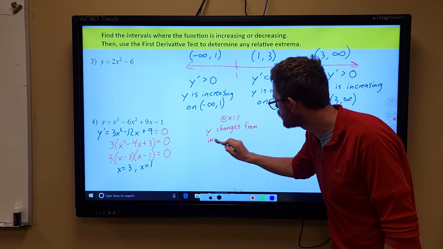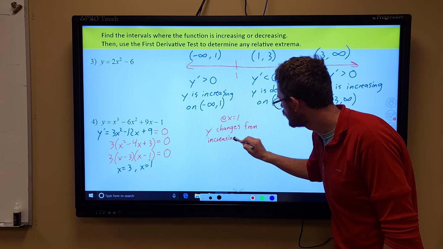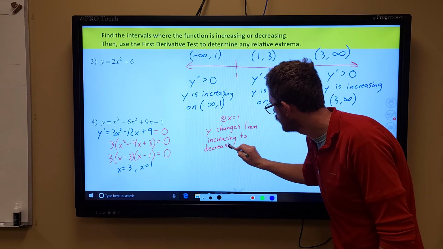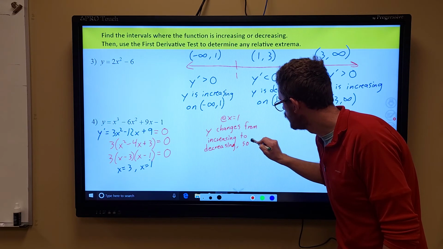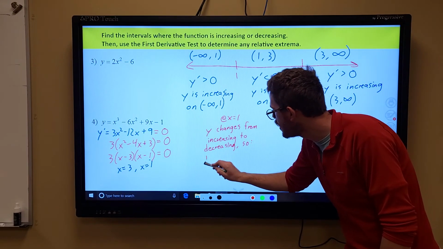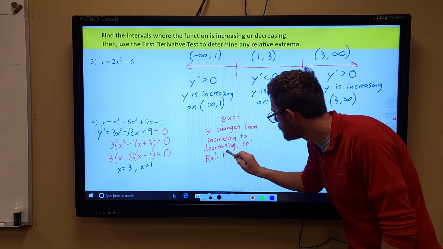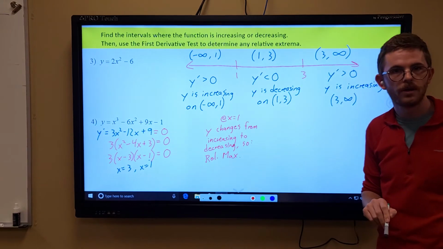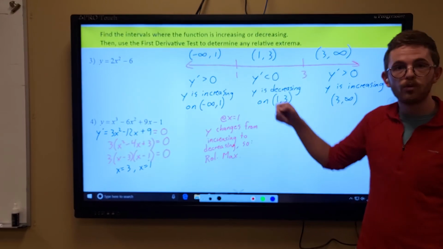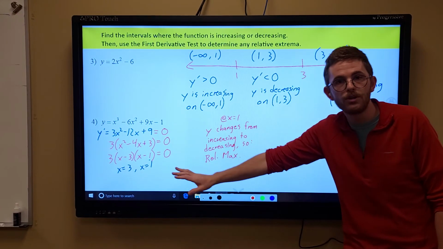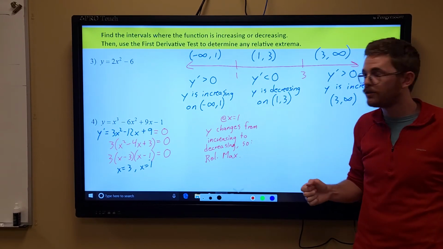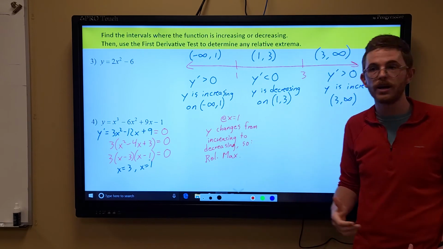from increasing to decreasing. So, increasing to decreasing, we must have a relative maximum right here. I know it's a relative maximum because that value of 1 actually exists on my original function, and it changed from increasing to decreasing right here. That is the place where it switched and changed directions.